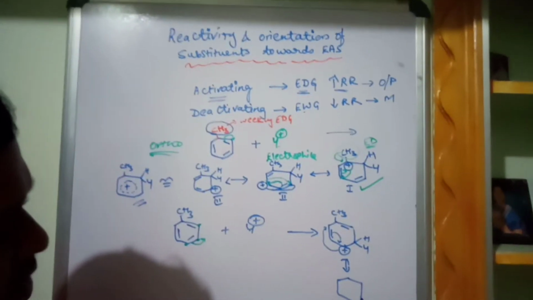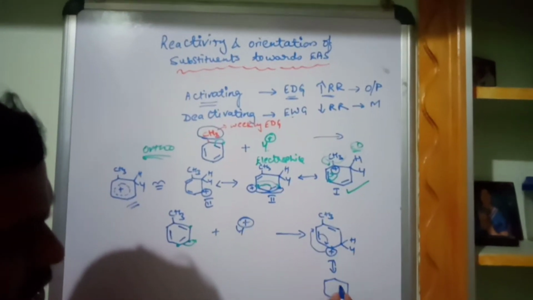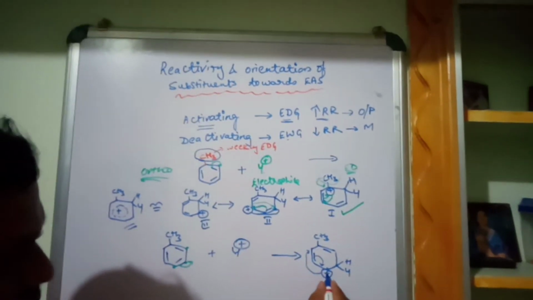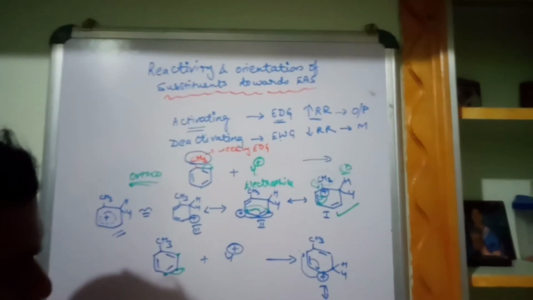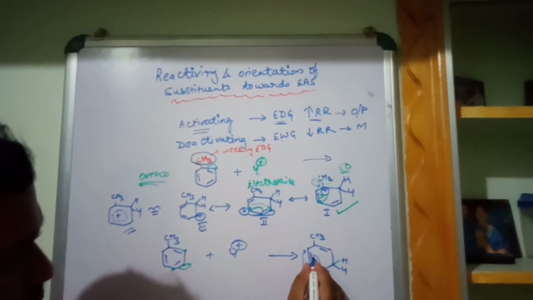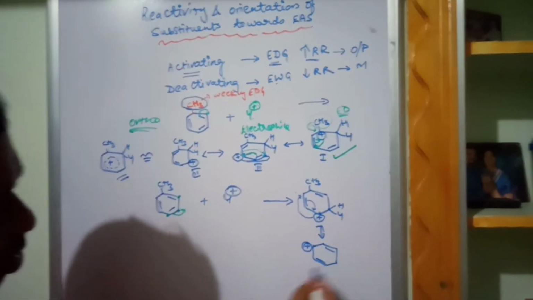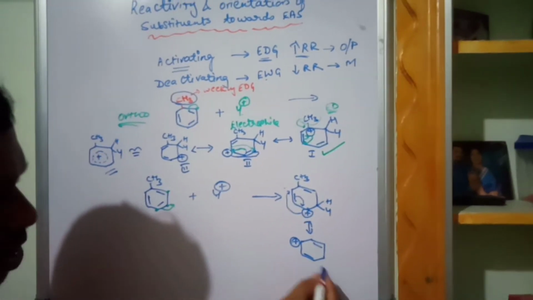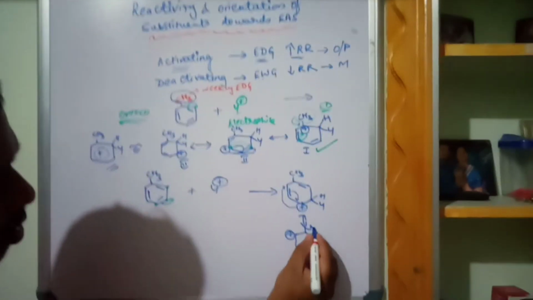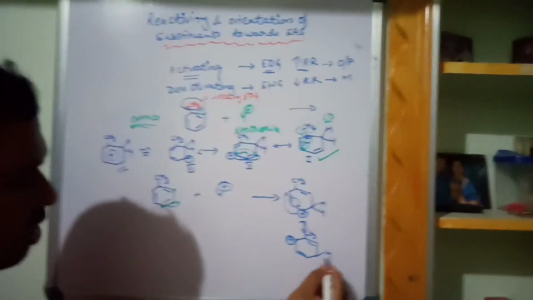So as a result, what is going to happen here? You just observe this bond remains the same. You just observe this positive charge will go on this carbon. Yes, these pi electrons will come to this particular place where the positive charge is. The rest remains the same, the methyl group. It is a very easy technique.